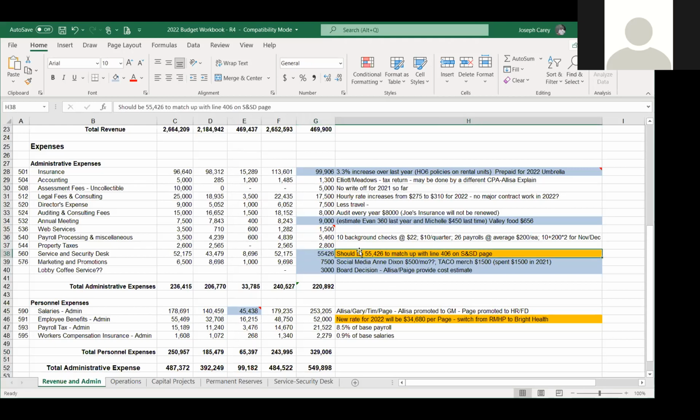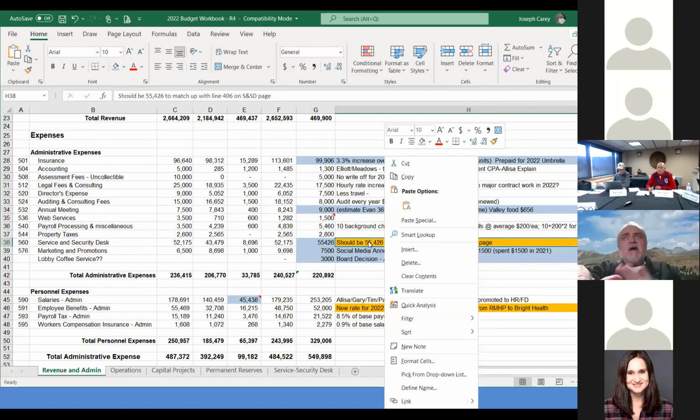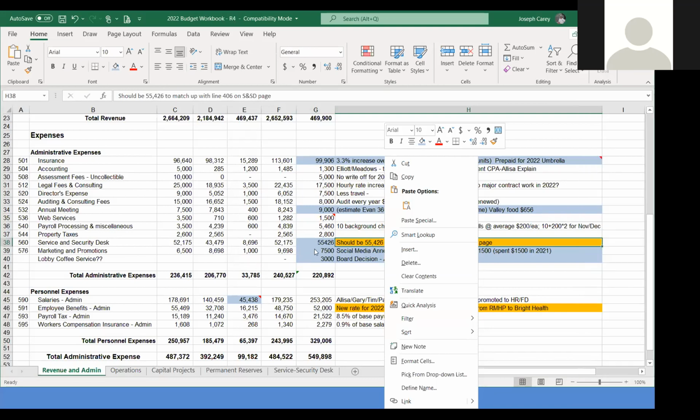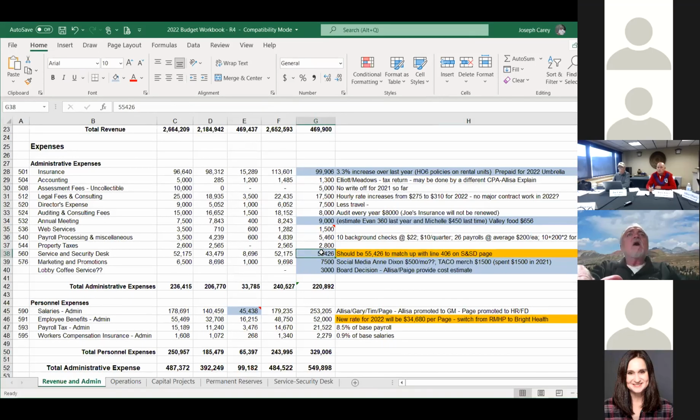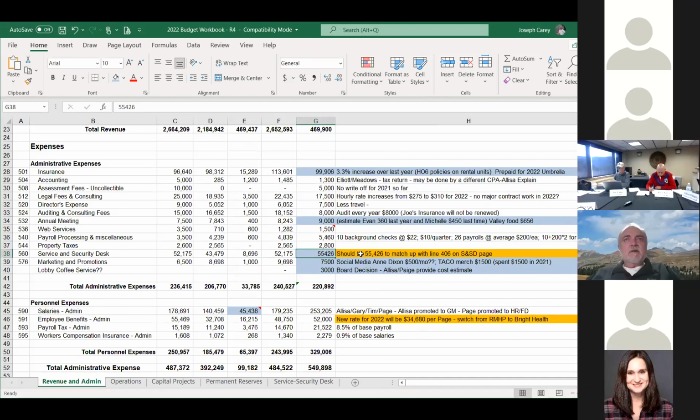Joe, does any of that figure include salary information for the front desk? That's on that page, and we'll get to that later, Jerry. Okay, so those are other expenses associated with? No, this is a revenue on the service and security desk page. So when we get to that page, I'll answer that.